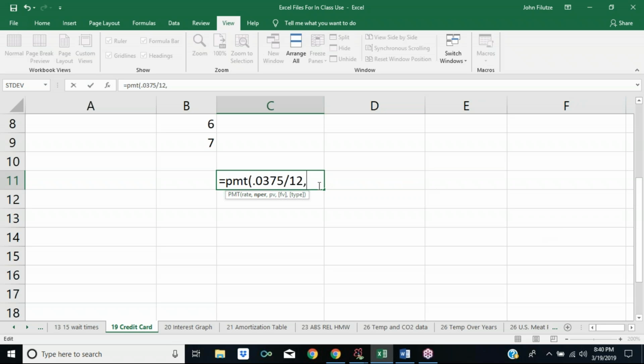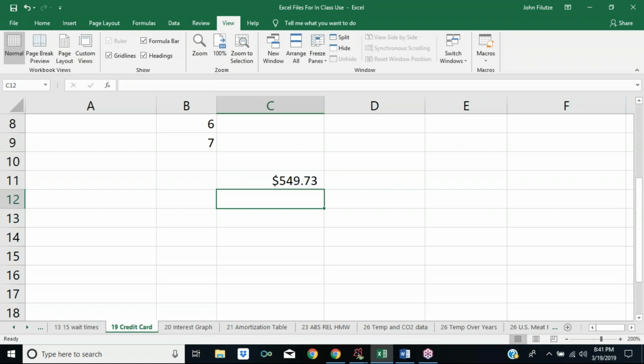Let's see, how many months? He's going to do this for 20 years, so 20 times 12, or you can just put in what it is, 240. And then the amount he's borrowing. Now, since this is money he's giving away, we're going to put a negative sign in there. Negative 92,720. And when we put those in, this PMT, this payment, is going to pop out how much Roger needs to pay every month. So his mortgage payment is going to be $549.73.